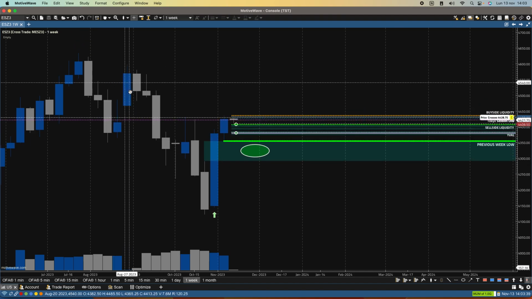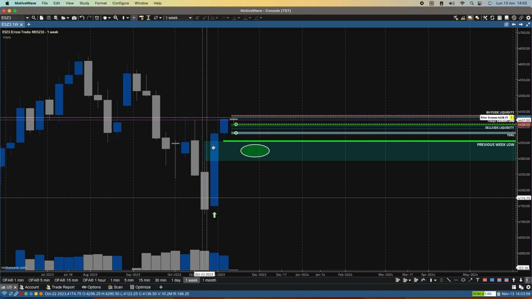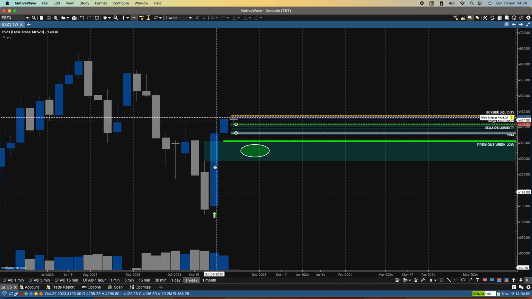Obviously the structure is bearish, so if you want to trade on a long-term perspective, probably the bullish trade is not right for you. But on an intraday basis, the weekly overview tells me that I want to go long.